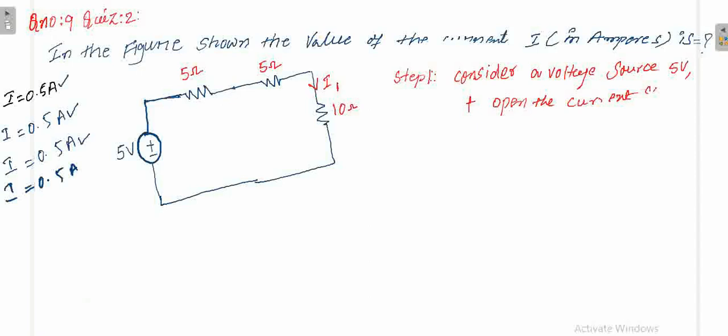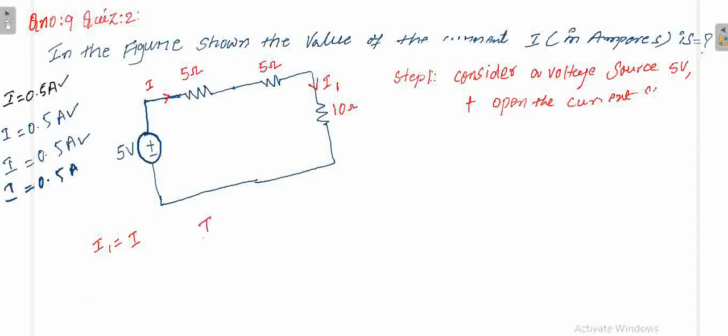Now see this, here we have considered only 5 volts. So let us consider this is your current I. The same amount of current flows through these 5 ohms, because these 5 ohms are in series with 10 ohms. So this total circuit is in series. So whatever the total current is, I1 is nothing but I, because they are all in series. So I is nothing but the total current.